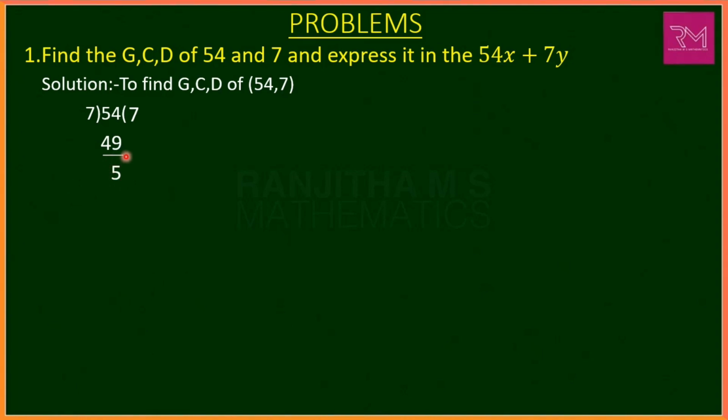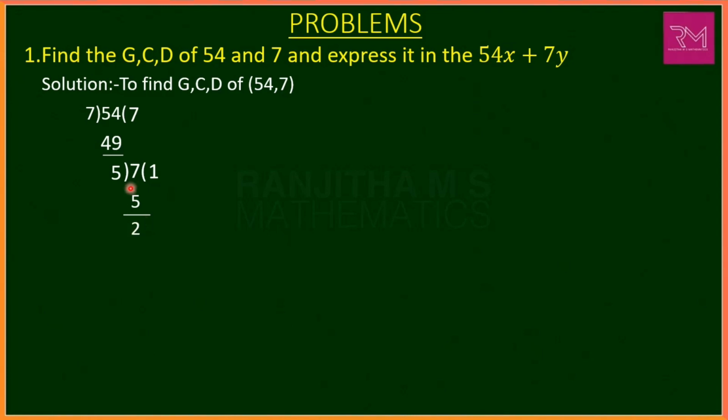So this is the division method. Here 7 is the divisor, 54 is the dividend, 7 is the quotient, and the final value 5 is the remainder. Next, we have to divide the previous divisor by the remainder, that is, 7 divided by 5. We know that 5 into 1 gives a quotient of 1. So we get 5 into 1 as 5. 7 minus 5 gives a value of 2.